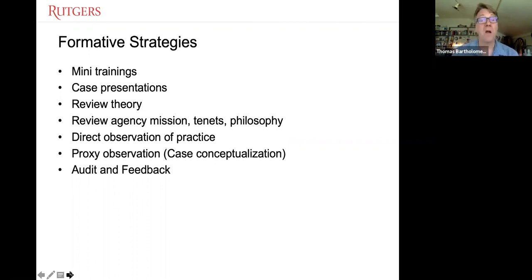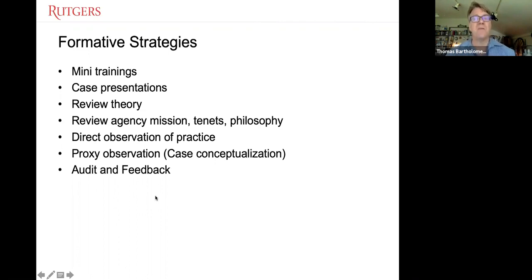One of the hallmarks of the formative focus in clinical supervision is direct observation of practice by the supervisor. And this can be critically important because there's very good evidence that the clinician is often unaware of how well they're doing or staying true to a clinical practice. And sometimes they're doing better than they think, and sometimes they're not doing as well as they think. They tend to be all over the place.